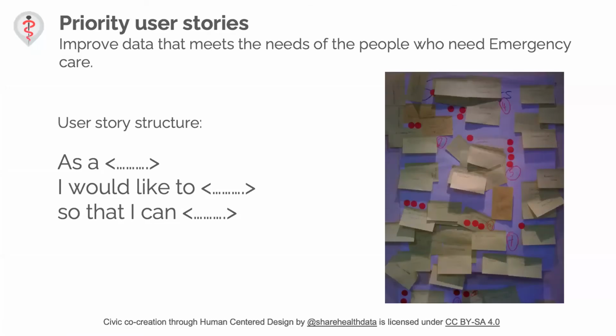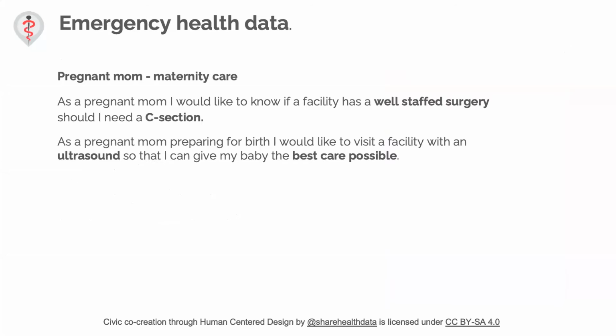Okay, so here's the sentence structure. As a, I would like to, so that I can. So this structure allows us to see the persona, as a epidemiologist or a pregnant mom, I would like to achieve some goal so that I can. Okay, so this is the structure that we're going to use. So then our first slide, as a pregnant mom, I would like to know if a facility has a well-staffed surgery should I need a C-section. As a pregnant mom preparing for birth, I would like to visit a facility with an ultrasound so that I can give my baby the best care possible.